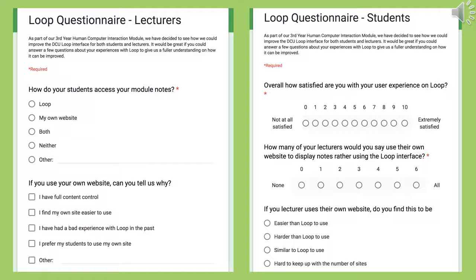The majority of our respondents, both students and lecturers, are unhappy with the general functionality of Loop. While 2/3 of students prefer that a lecturer uses his or her own site, 2/3 of lecturers prefer to use Loop over their own websites.